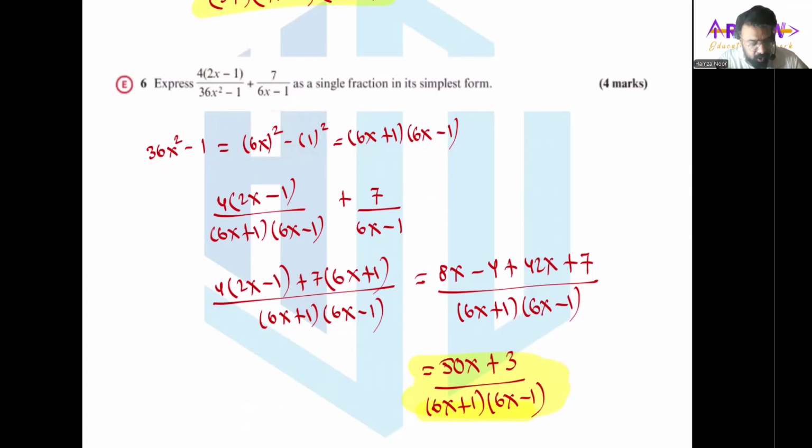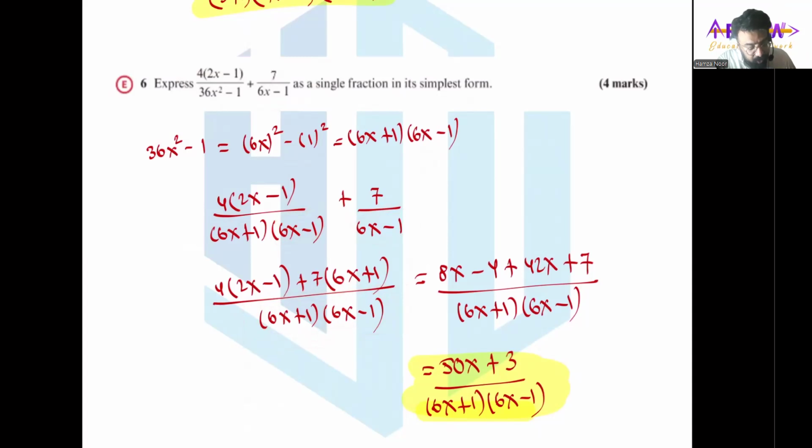So now I can rewrite the question in this form. I can rewrite these two fractions as 4 multiplied by 2x minus 1 upon 6x plus 1 multiplied by 6x minus 1, plus 7 upon 6x minus 1. Agreed with this? And now I need to take the LCM, and a quick way to find the LCM: whatever factor is being exactly repeated will come only once, and then the remaining factors will be multiplied. So 6x plus 1 multiplied by 6x minus 1 would be the LCM over here.